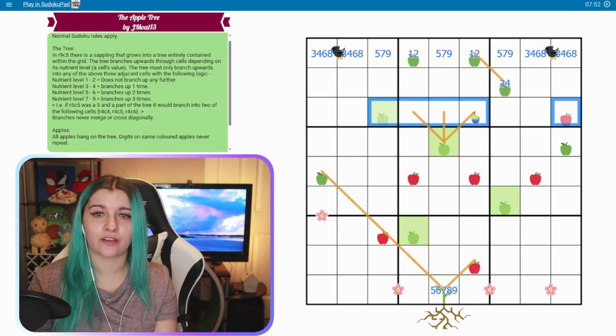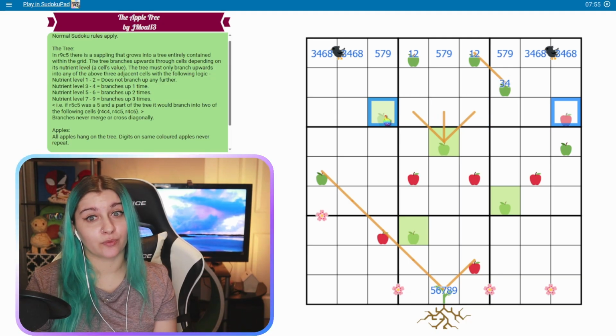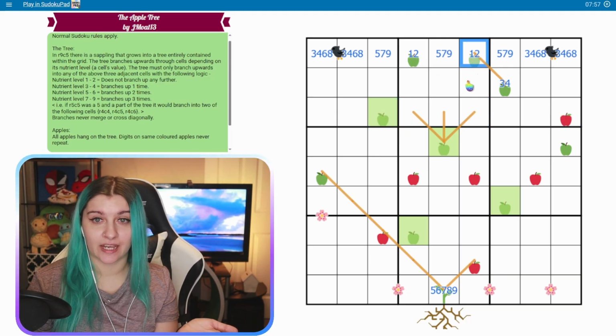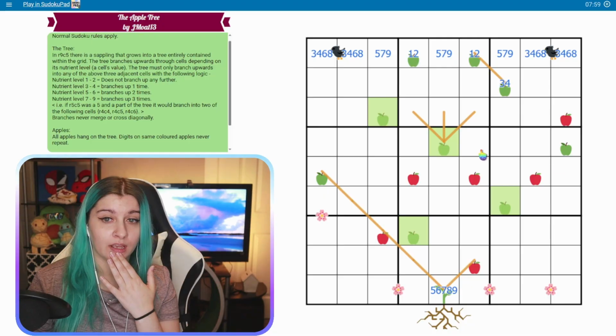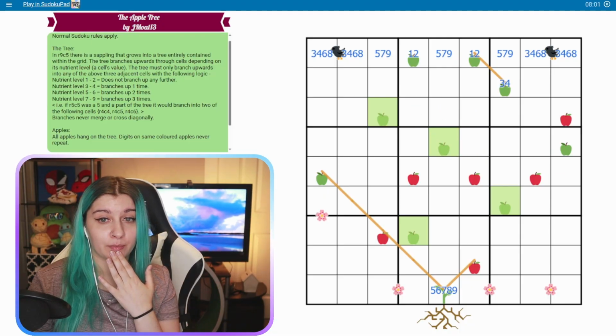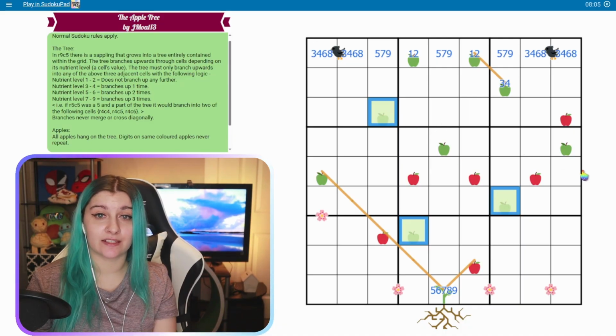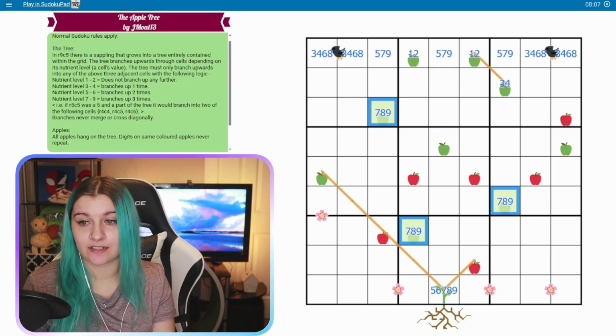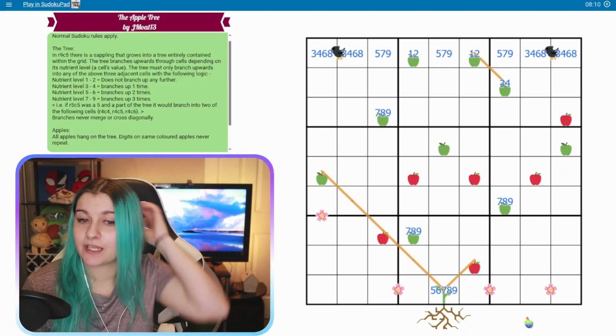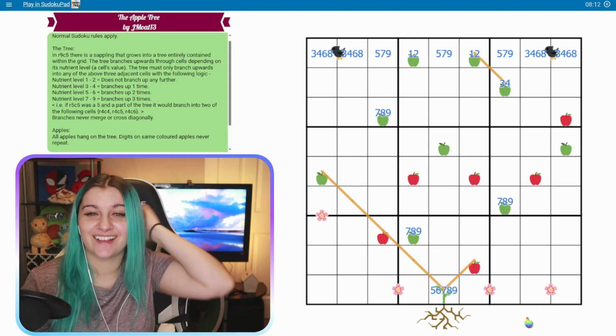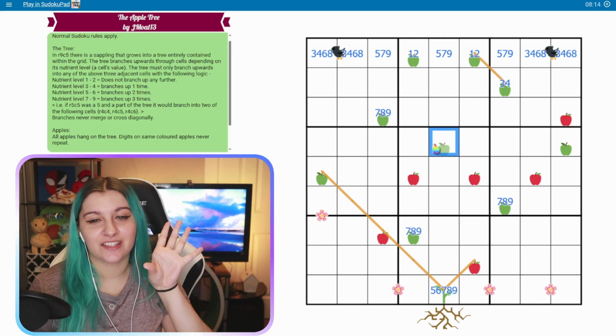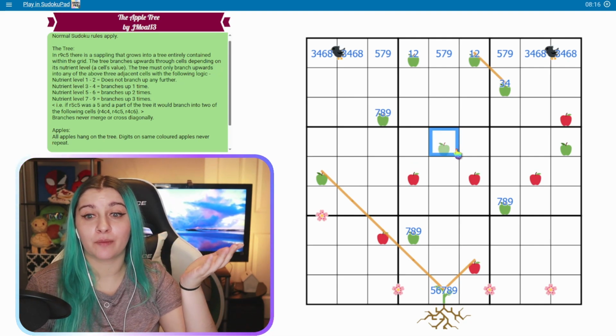And they can't go here. And I can't have another 1, 2 green apple because I already have a 1, 2 green apple. So I don't want this apple to be 7, 8, 9. So I think I can say that these need to be 7, 8, 9. That is an interesting deduction that I hope makes sense because it was really neat. There's no way this could be a 7, 8, or 9. I need 3 apples to be 7, 8, 9.